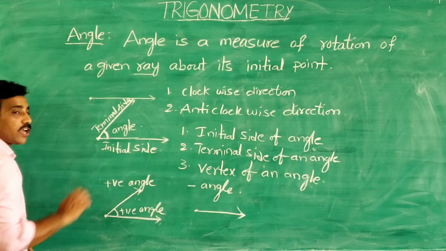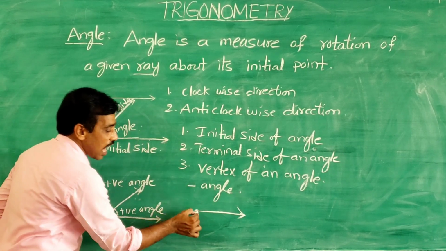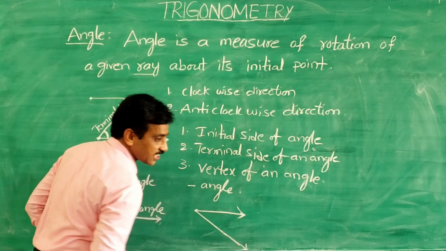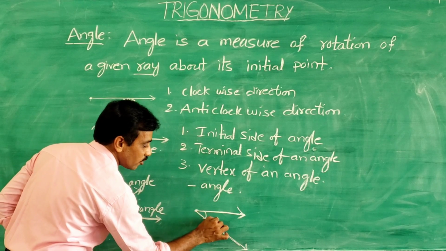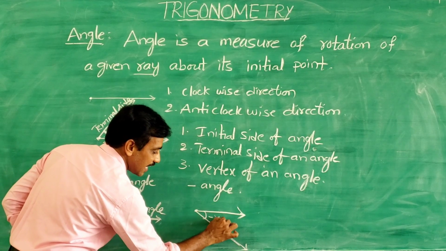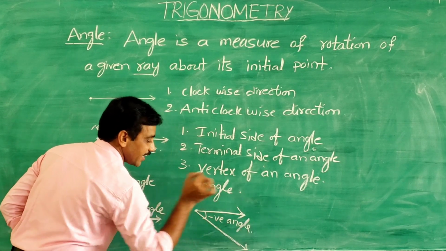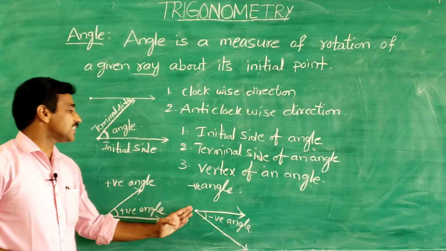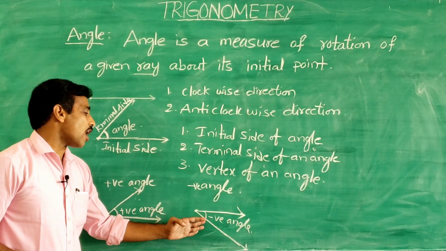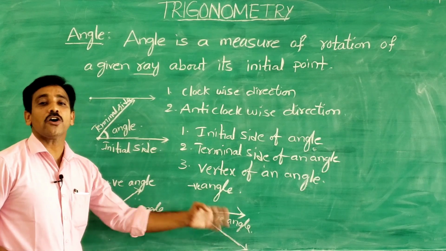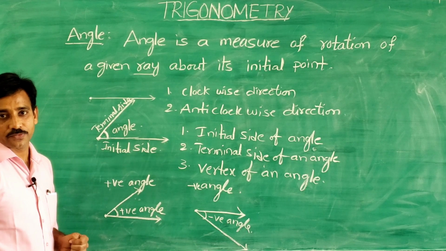Now we will see the negative angle. If we rotate the given ray in clockwise direction, whatever angle is formed here is called a negative angle. I hope you understand about the angle.